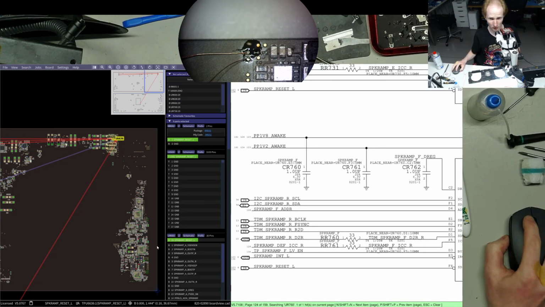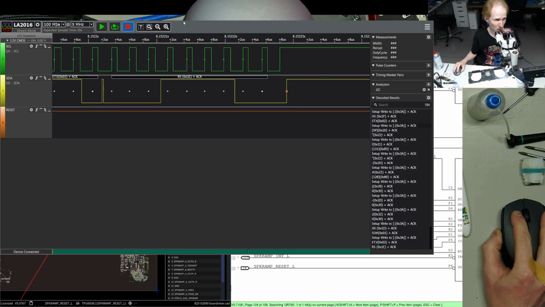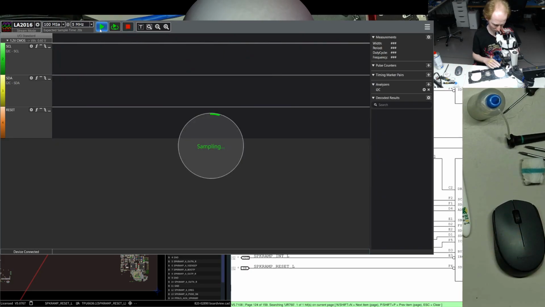Okay, so let's go back to the analyzer and let's hit this record button. Wait till we get to the 20 volts and just a little bit more. Now it should probably play some audio. Now let's stop it.